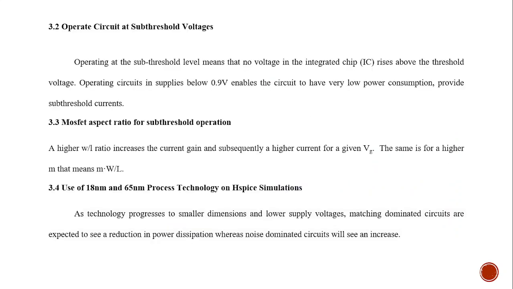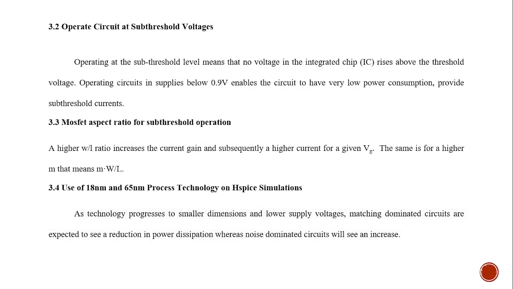Here are also the parameters that we need to consider, the considerations that we had to take into account in order for us to finalize our output. First, we have the circuits that are operating in the sub-threshold voltages. Operating at sub-threshold level means that no voltage in the integrated chip rises above the threshold voltage. Operating a circuit that supplies below 0.9 volts enables the circuit to have very low power consumption and provides sub-threshold currents.